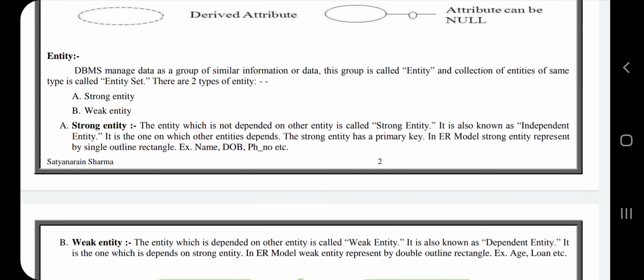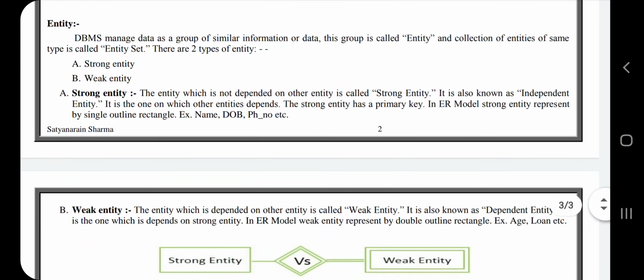Entity. DBMS manages data as a group of similar information or data. This group is called entity, and collection of entities of same type is called entity set. There are two types of entity. A is strong entity, B weak entity.